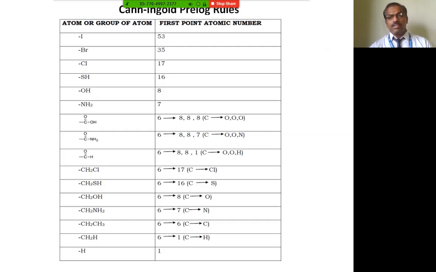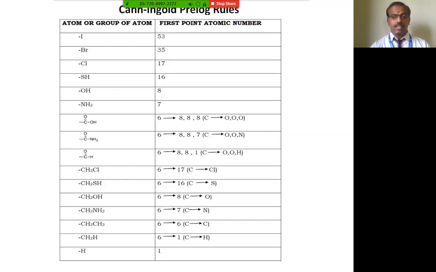For example, I will tell you here. I have shown here in the first table iodine. Its atomic number is 53, the highest priority. Second is bromine, which is 35, chlorine 17, thiol 16. First, the atomic number you have to check. Okay, then OH, that is 8, NH2 group 7.